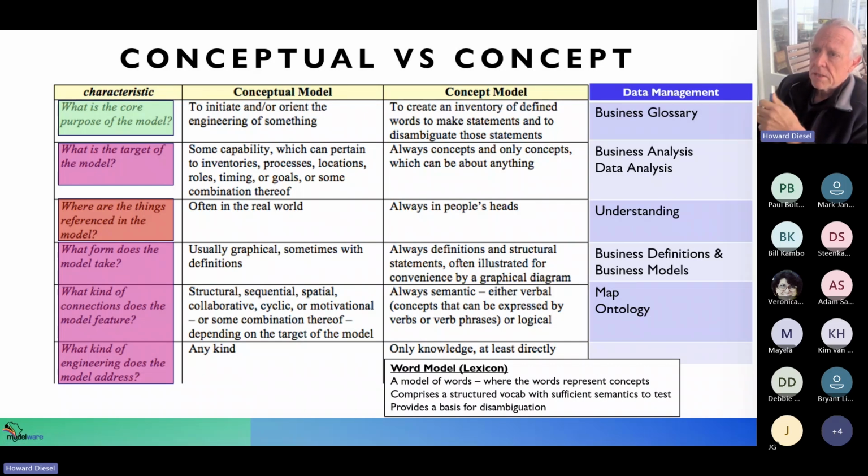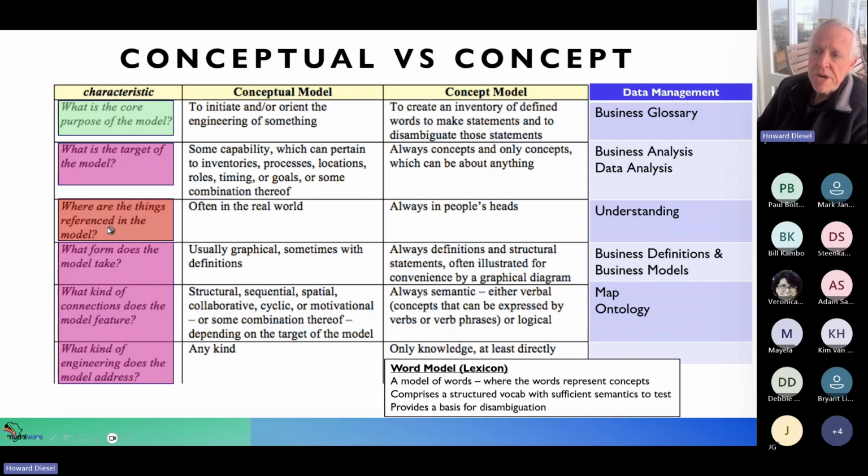Okay. All right. So what is the target of a conceptual model? Okay, some capability which can contain inventories, processes, locations, and I'm going to show you how I map that to the Zachman framework. You guys probably start linking all of that. Remember, the what column is the first column on the left of Zachman, and then it goes to processes, and so the how, where, who, what, and why right at the end. That's the target that we're getting into.